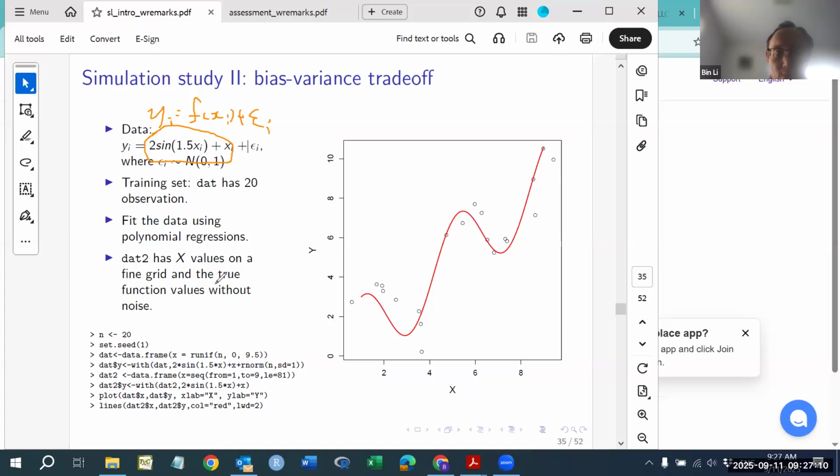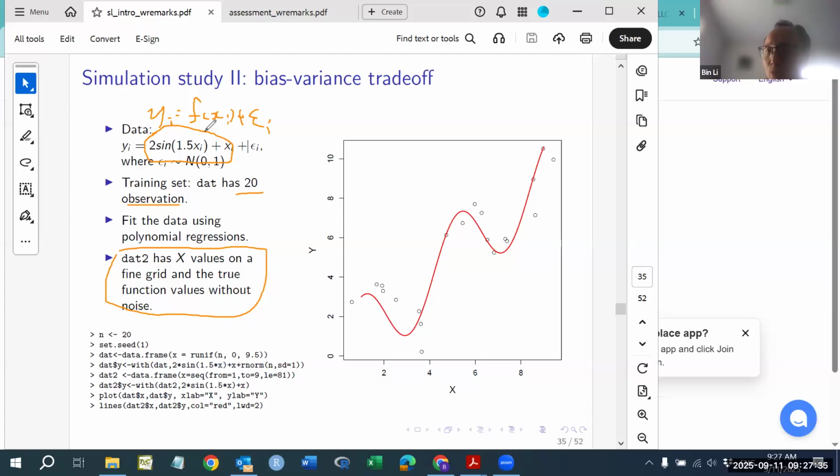Okay, and for the training set, we have 20 observations. Okay, and we have a test set. But in this test set, we don't have any noise. We just have the true value. We only have the value for the f. Okay, so this is kind of special. This is different from the real data.